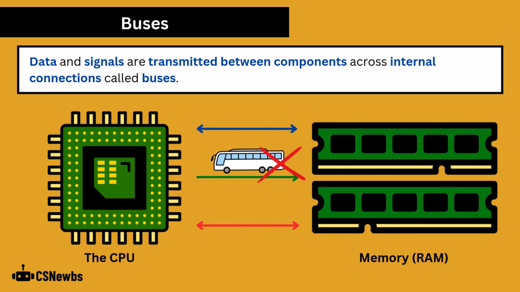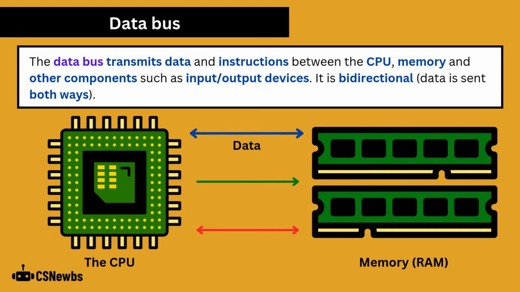It's a set of physical pathways that carry binary signals between components. The computer doesn't put data onto a bus like passengers, but instead sends electrical signals along these connections that are named buses. The data bus transmits data and instructions between the central processing unit, memory, and other components such as input and output devices. It is bidirectional, meaning that data is sent both ways along the bus.